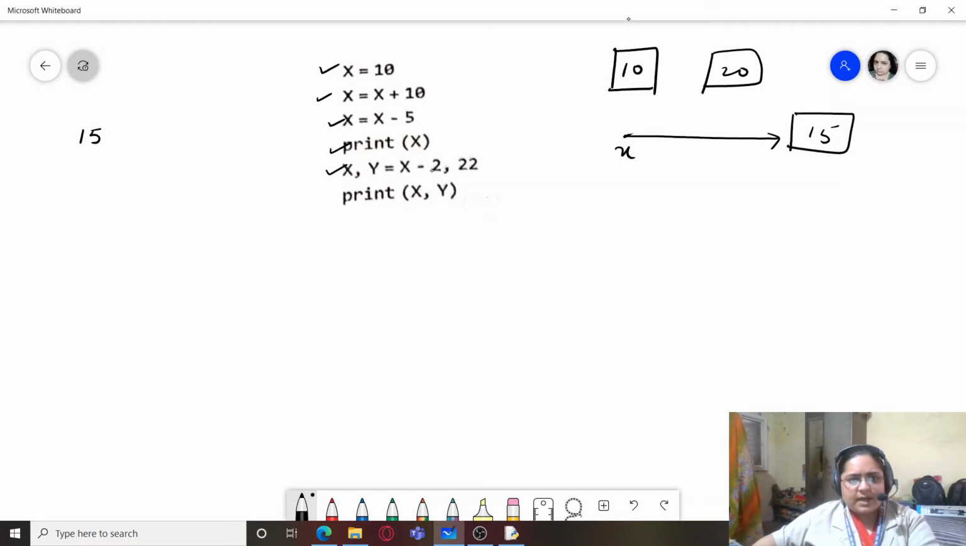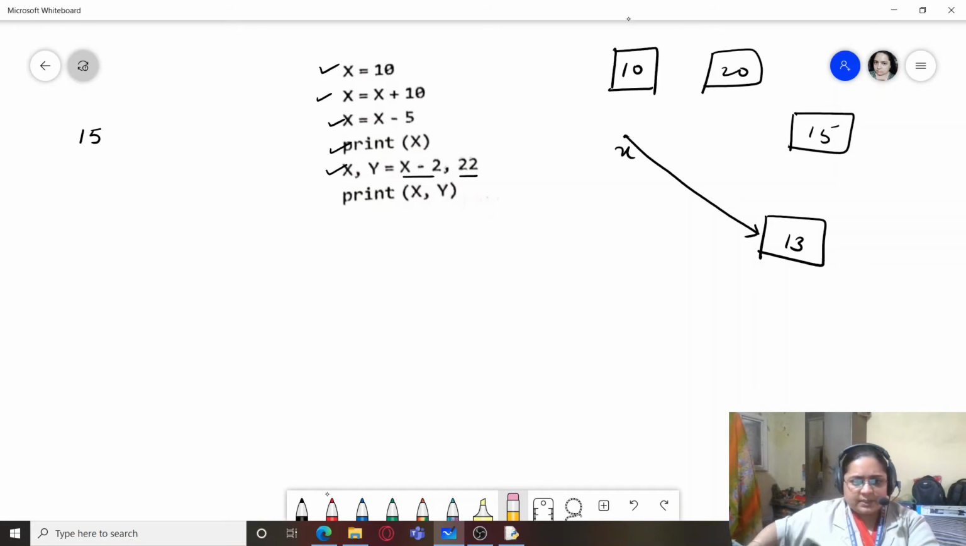Next x comma y equals this and this. So x will be equal to x minus 2. So 15 minus 2 that is 13. So now x would be pointing to 13. So I am telling you exactly in what way Python is going to execute it. And y equals 22. So there is y which points to a memory area containing 22. Print x and y. So now it will be printed as, so value of x is what? 13. Value of x is 13. So 13 will be printed.